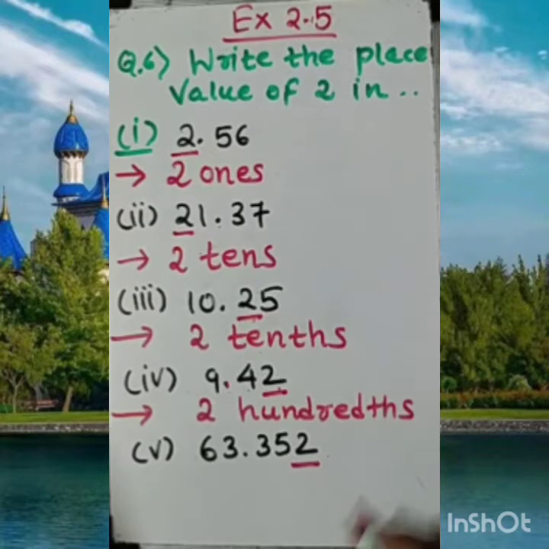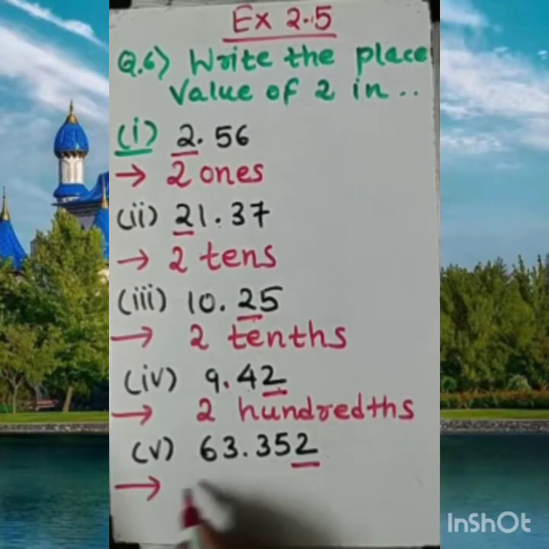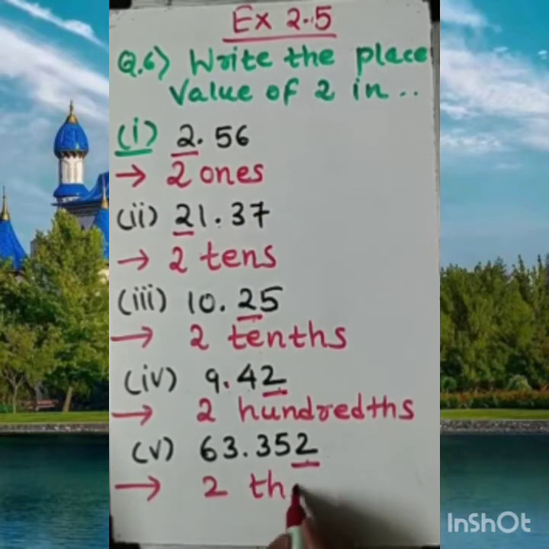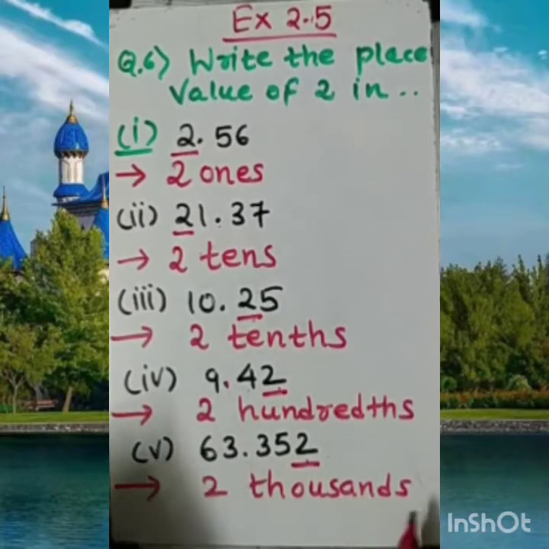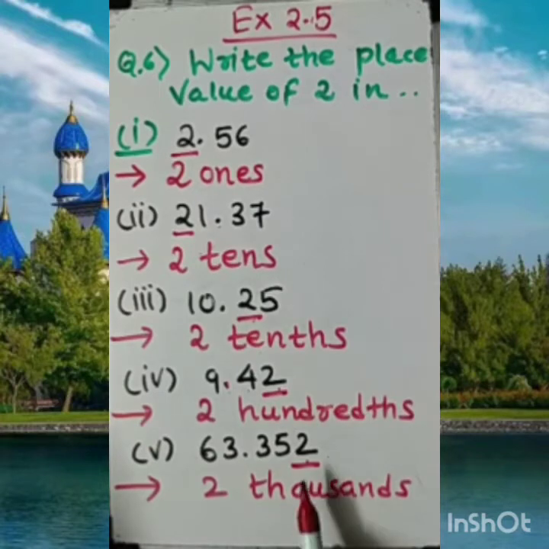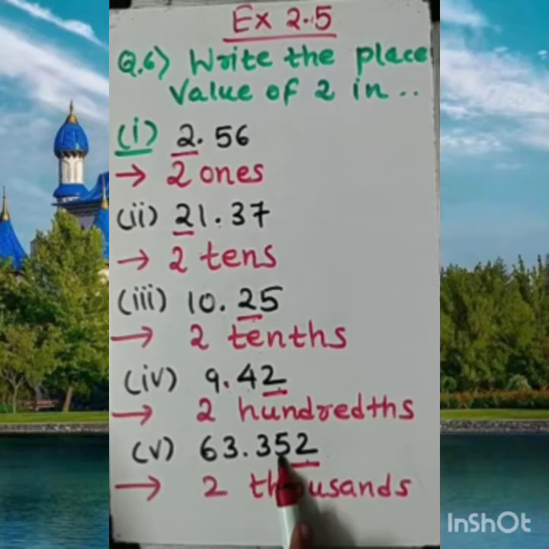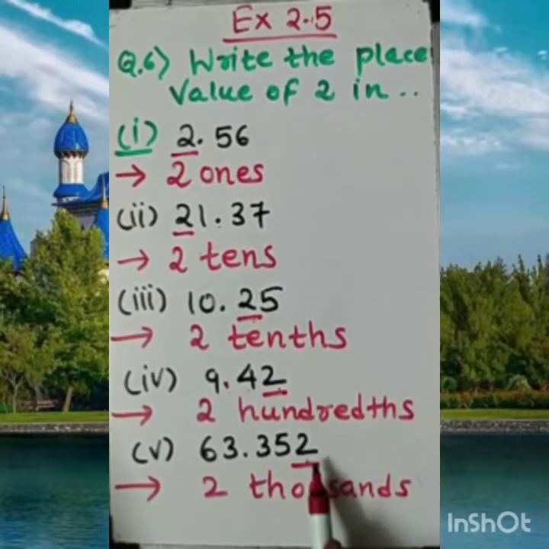H-U-N-D-R-E-D-T-H-S, hundredths. Now, what about this 2? This is considered as 2 thousandths. TH. Okay. Here the position of 2 is thousandths. This is the tenths place, hundredths place, and this is the thousandths place. Okay. So according to this, 2 thousandths. That is very easy.